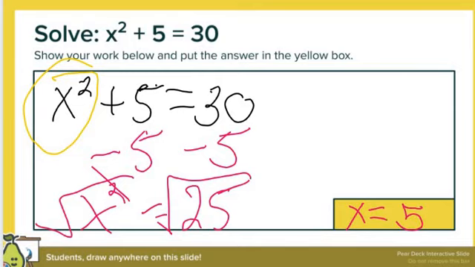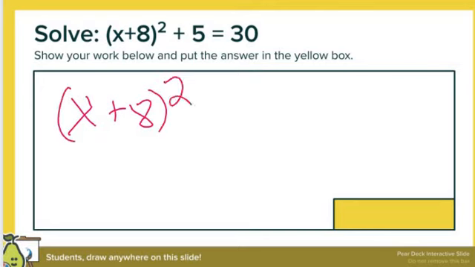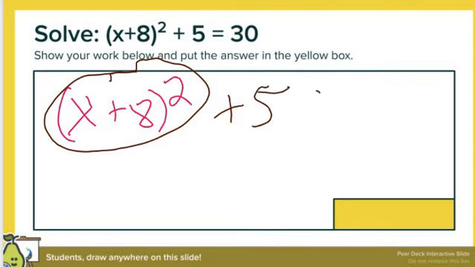Okay? Last problem, which is a little harder. It's x plus 8 squared plus 5 equals 30. Now, this is a little more difficult because you have parentheses with your variable. We're going to do a lot of these types of problems this week. So you're going to put this whole thing in your little circle because you have to do everything outside of it first. Plus 5 equals 30. I'm not even going to look at this stuff yet because I've got to get rid of this.